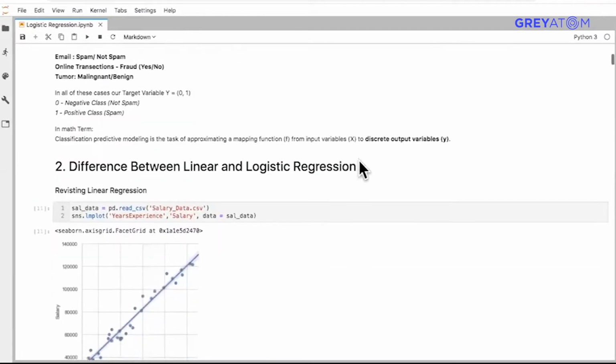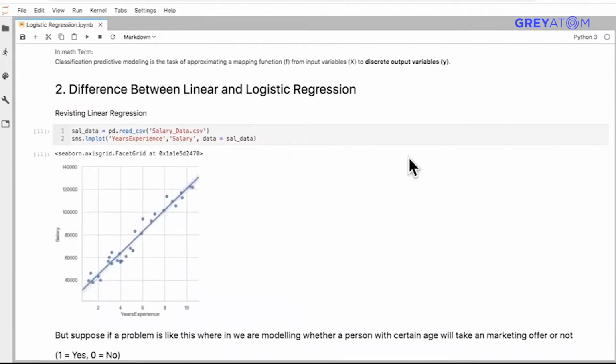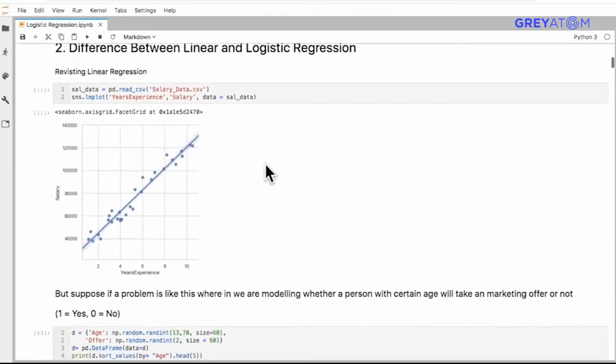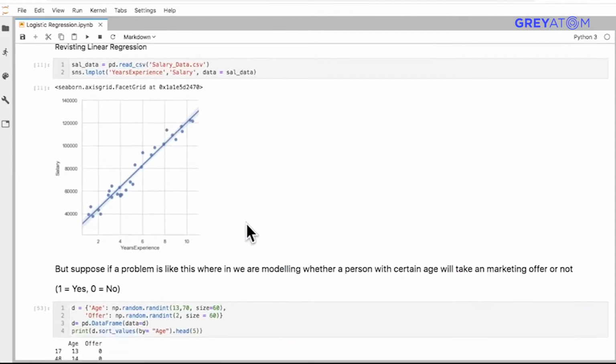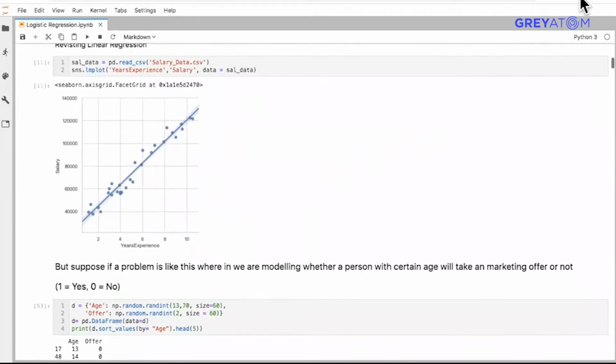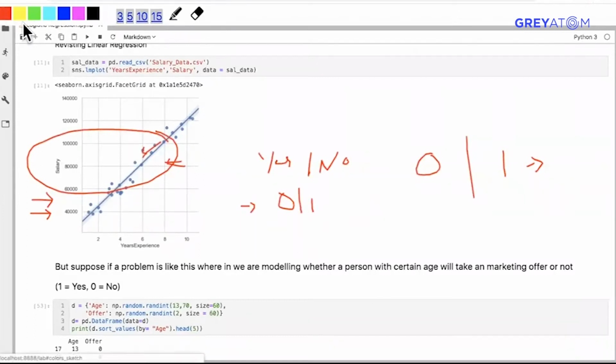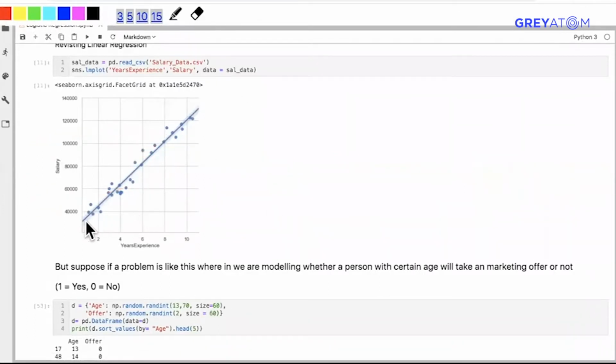So let's move on and talk about what exactly the difference is between linear and logistic regression. Here I have a small plot where I'm plotting years of experience against salary. If you're on a job, as your years of experience keep building up, your salary keeps going higher, right? So there is a linear relationship between these, and you can actually fit a line here. That's the line I was talking about.